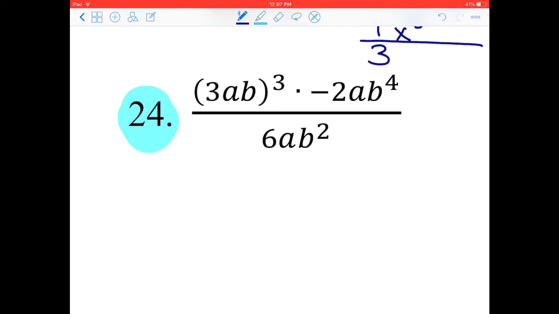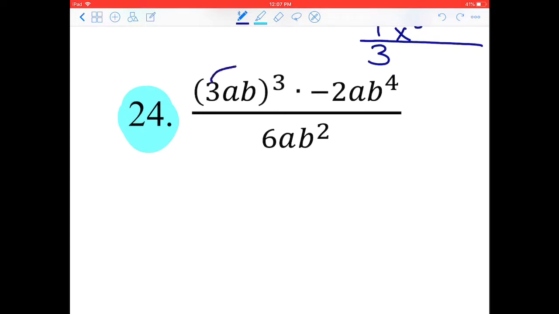And 24, there's a problem just like 24 on your quiz also. So we've got the quotient right here, power property, and then the subtraction. Wait, no, that's not subtraction because there's a dot here. Oh my God, I almost messed up. So it's actually multiplication just with a negative coefficient. All right. Phew. Wow, almost messed up big time.